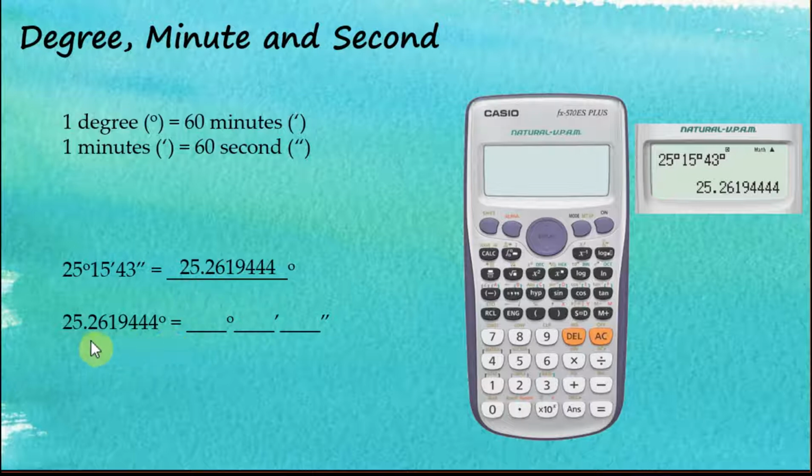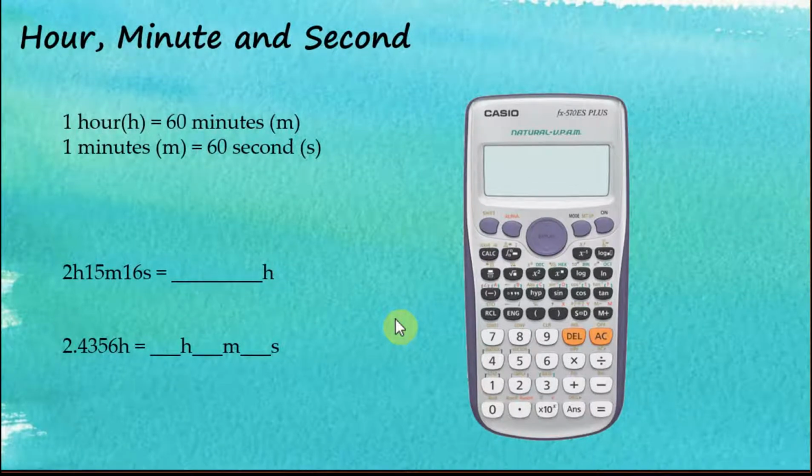We can also change this back to degree, minutes, and second. Let's clear the screen first. 25.2619444 equal. Okay, so the answer is given in decimal places. If we would like to change it to degree, minutes, and second, then we tap on these buttons. So this is given in degree, minutes, and seconds. So this is equal to 25 degree, 15 minutes, 43 seconds. Okay, now this can be very useful when we do calculations that involve times.